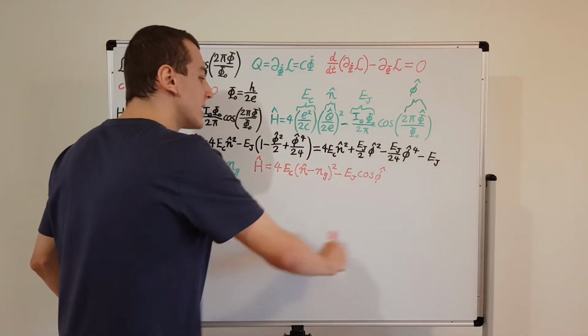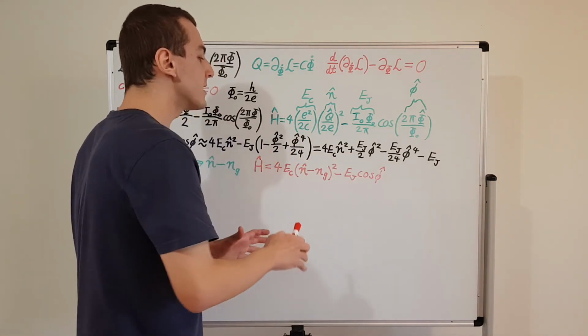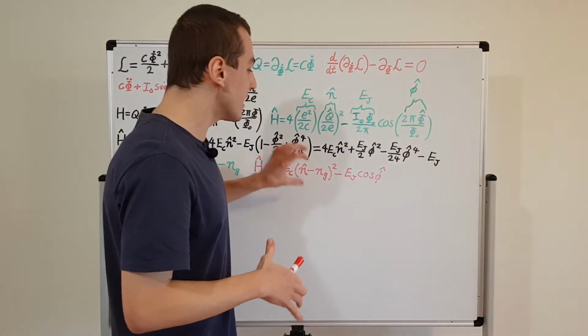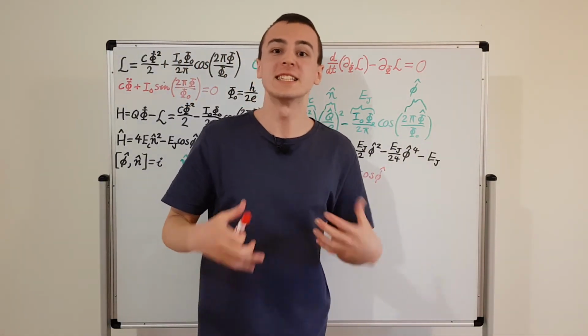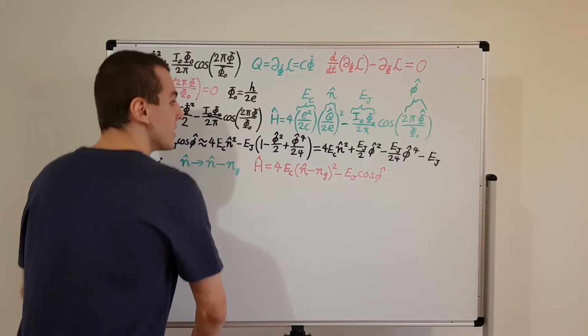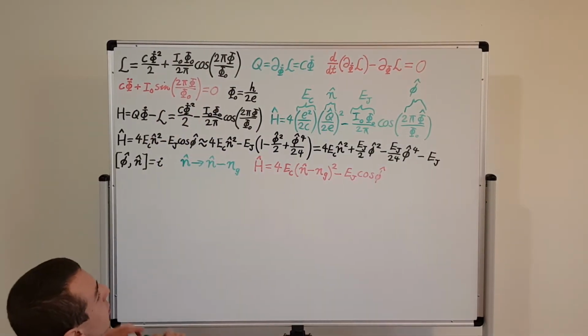So let's have a look at this Hamiltonian, and let's write it using the time-independent Schrodinger equation. So let's put this into the time-independent Schrodinger equation and see what we get. So I'll do that below. So first of all, let's write down the time-independent Schrodinger equation.